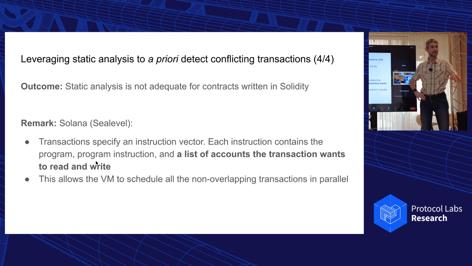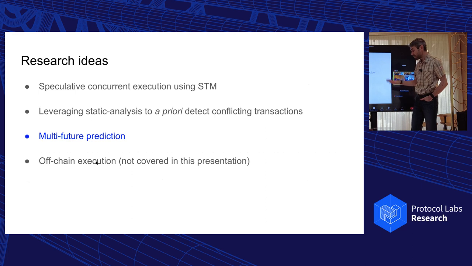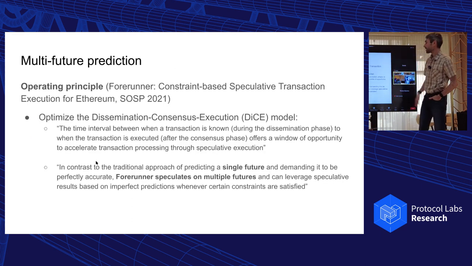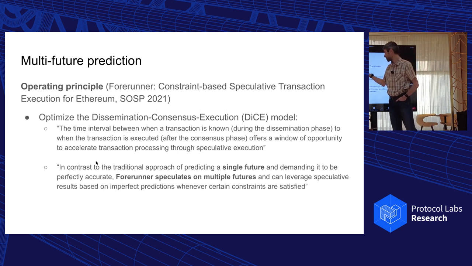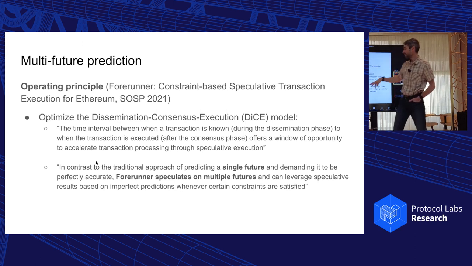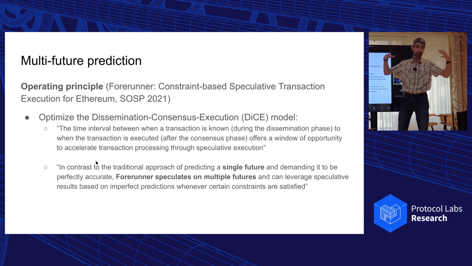My last slide is what's next, precisely to discuss which of these things we should do. This is something we should discuss. So, multi-future prediction. The operating principle of that idea, you will find in this SOSP paper. The idea is to optimize this dissemination, consensus, execution model. So the dissemination part is important. The idea is to say, there is a time between the moment where a transaction is known, because it's been produced by someone who wants to execute that transaction, and when it is actually ordered by the blockchain and then executed.